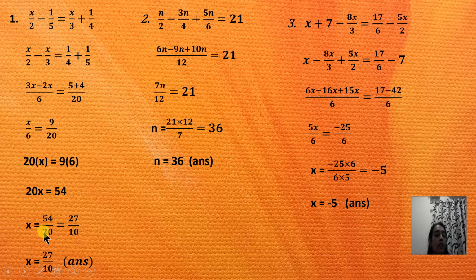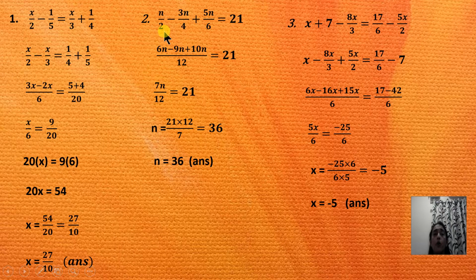We take the tables of 2. 2 tens are 20 and 2 27s are 54. We cannot further simplify it, so we will leave it as it is. So x is equal to 27 upon 10. Let's take the second one.